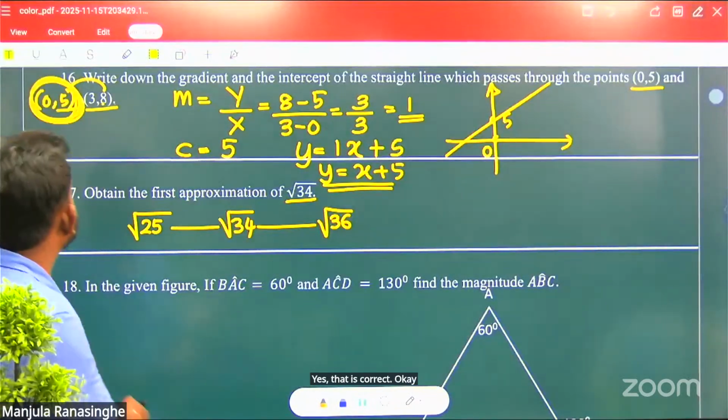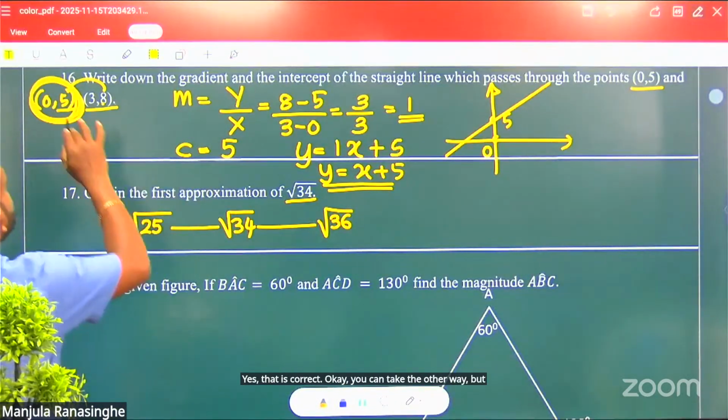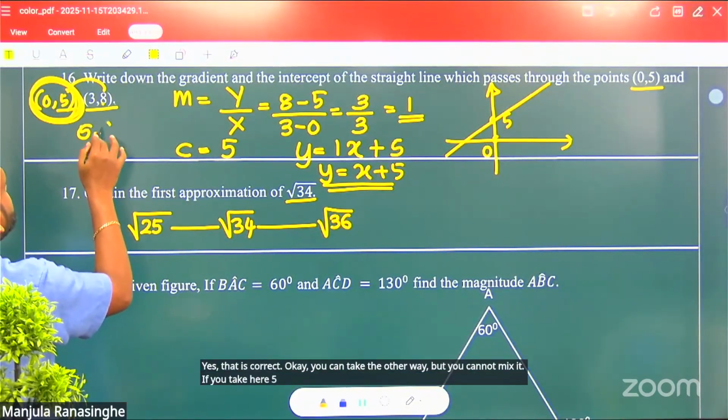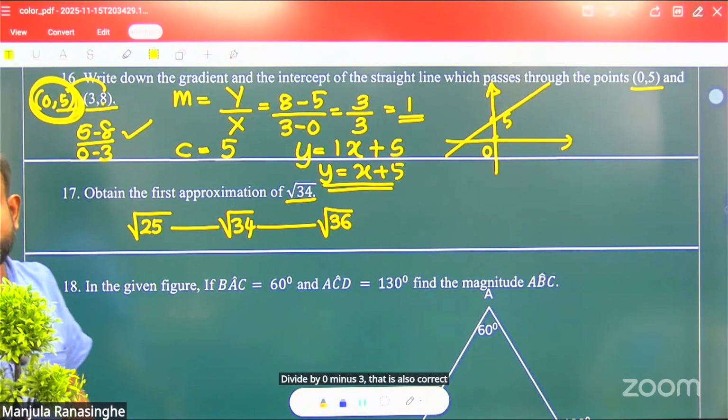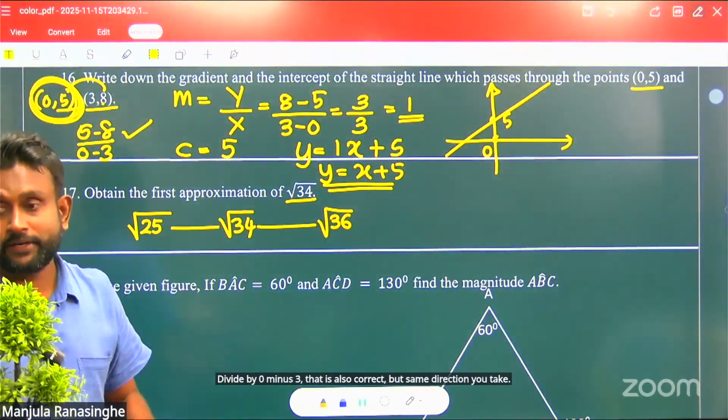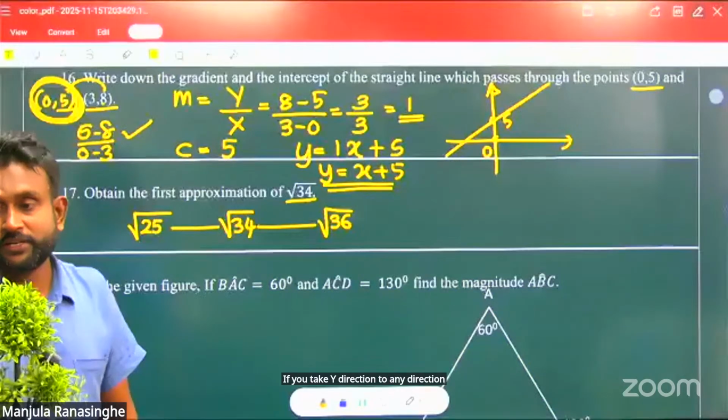Okay, you can take the other way, but you cannot mix it. If you take here 5 minus 8 divided by 0 minus 3, that is also correct. But you take towards the same direction. If you take the y direction, or any direction, the same direction is taken.